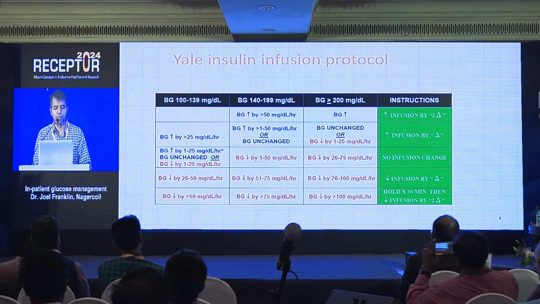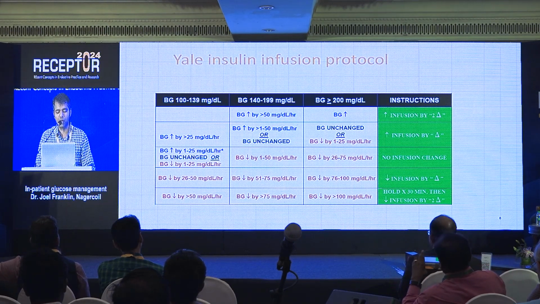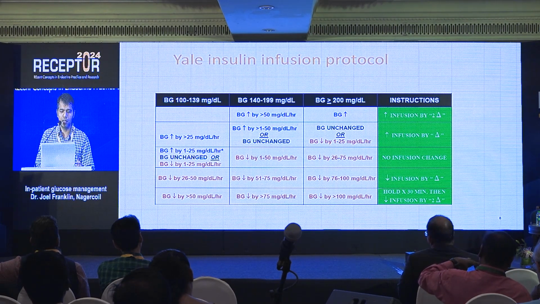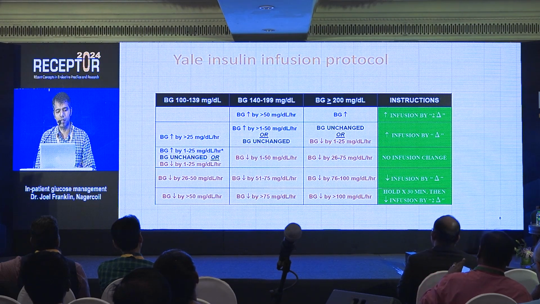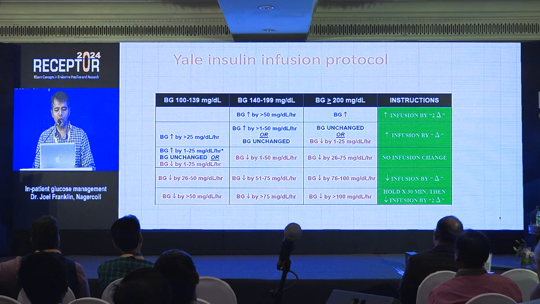There are various protocols. This is what I used to follow. This is the insulin infusion protocol. Consider the previous sugar was around 350. We had started at 3.5 units per hour. Then the next hour at 10 a.m. it was 350, and at 11 a.m. it is 400. So the blood glucose has gone up by more than 50.